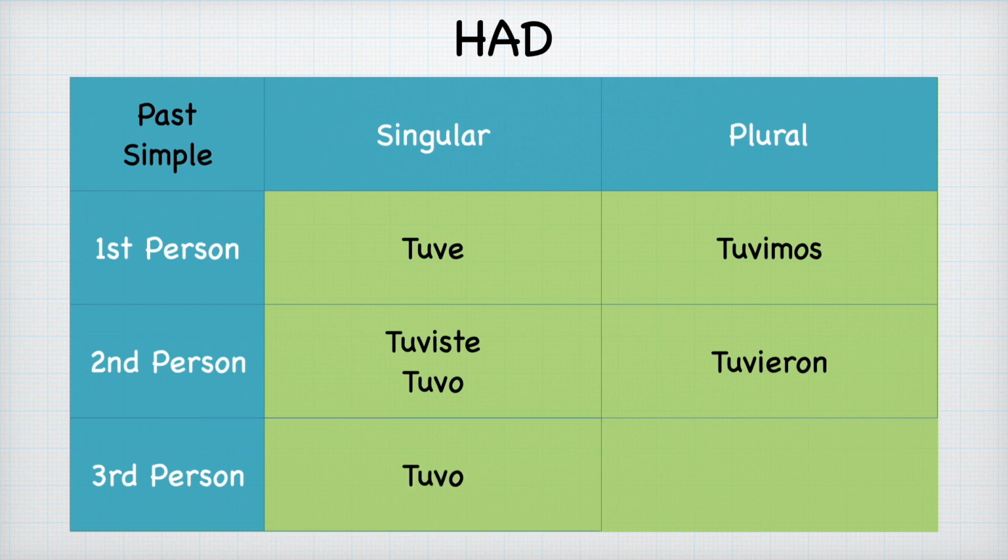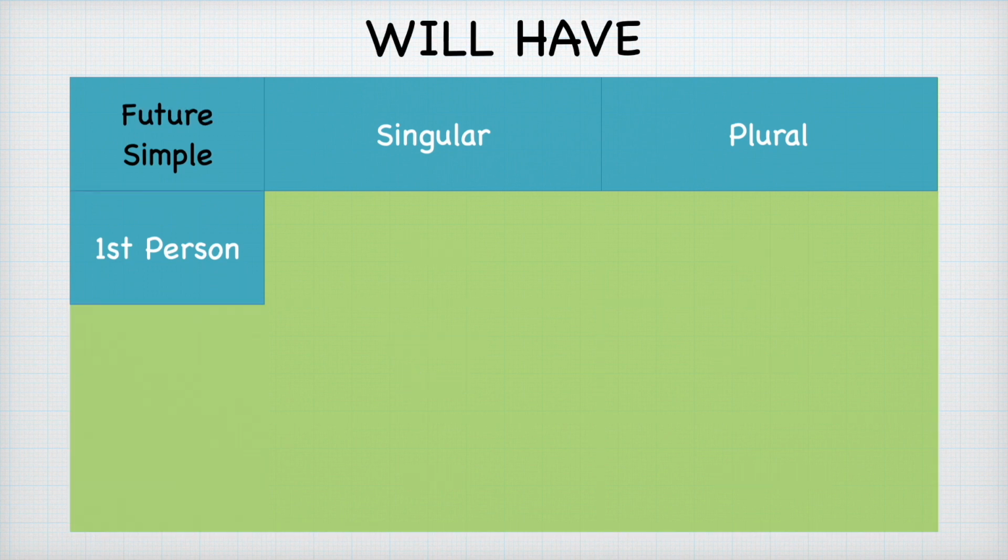In third person, we'll use tuvo. Tuvo for he had, she had, it had. And for they had, we'll use tuvieron. Tuvieron. And now for the future tense. In first person singular, tendré. Tendré. I will have. In plural, tendremos.